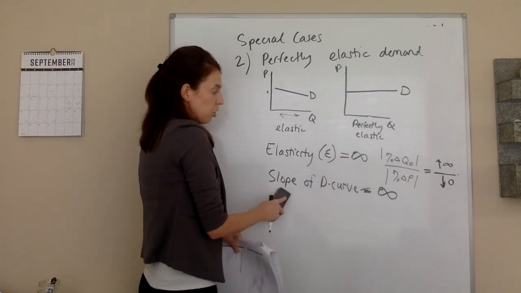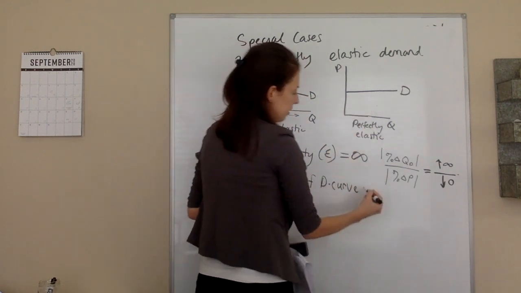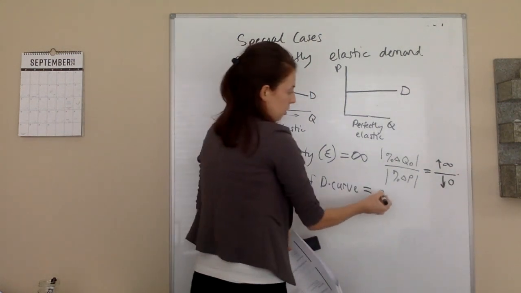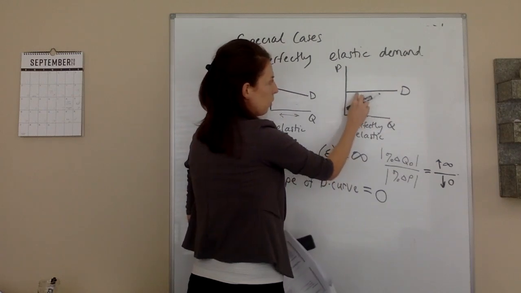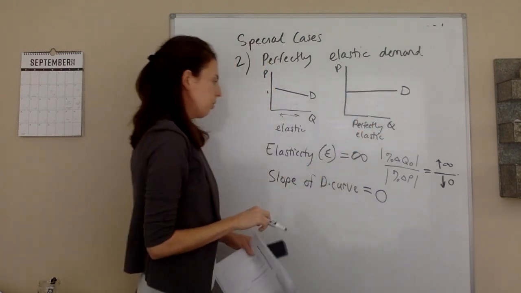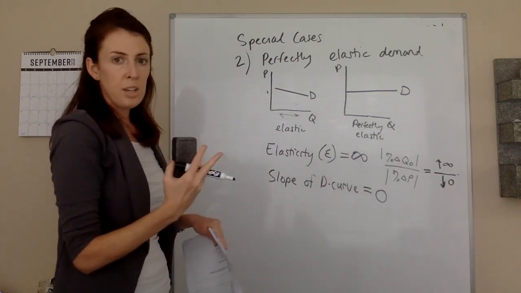Okay, what about the actual slope of the demand curve? The demand curve is now going to look like a flat line. What is the slope of a flat line? It's 0. To get from one point to another point, you rise 0, you run some number, and so the overall slope is going to be equal to 0. Okay, so those are the two special cases.